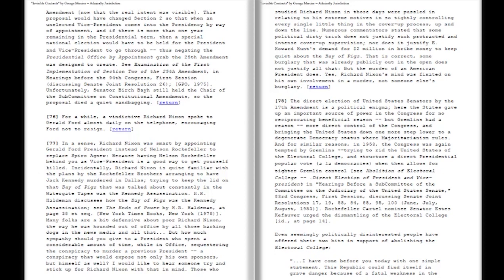That is correct. Some burglary that was already publicly out in the open does not justify all that, but the murder of an American president does. Yes, Richard Nixon's mind was fixated on his own involvement in a murder, not someone else's burglary.